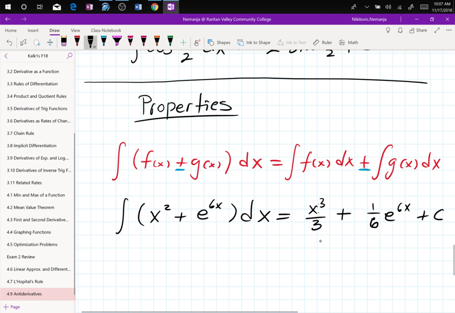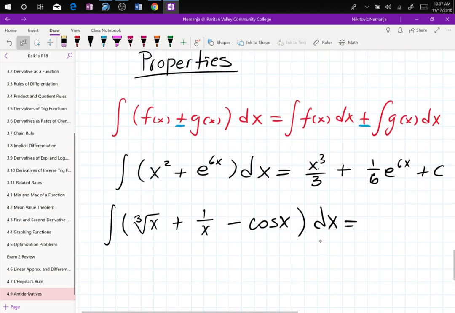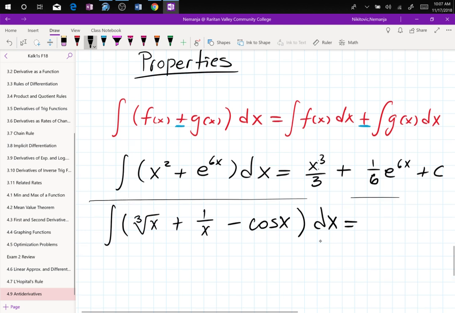Independent integrals. Now, your book would ask you for things like this. What is the integral of the cube root of x plus 1 over x minus cosine x dx? So what is this equal to? Try that one.